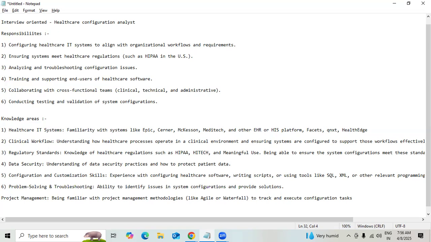Next, problem solving skills and troubleshooting skills. This is a common skill set for any analyst role, nothing to do with configuration or so. But if you are a healthcare configuration analyst, the ability to identify system configuration issues and all of that is required.